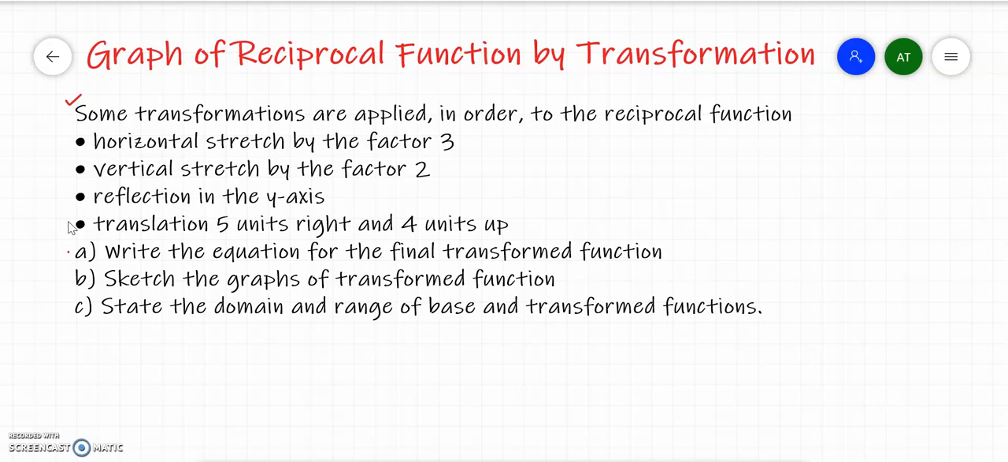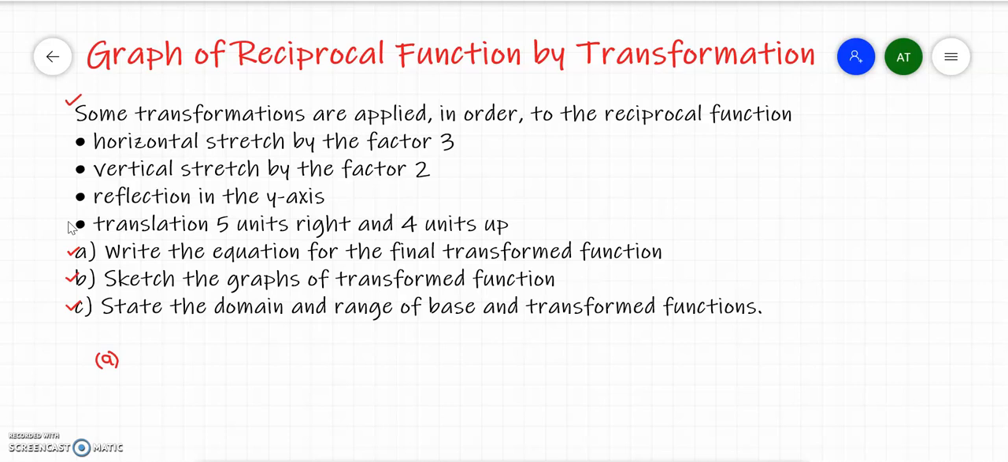In A part, we need to write down the equation for the final transformed function. In B part, we need to sketch the graphs of the transformed function. And in the C part, we need to state the domain and range of the base and the transformed function. Okay, so let's begin with the A part.